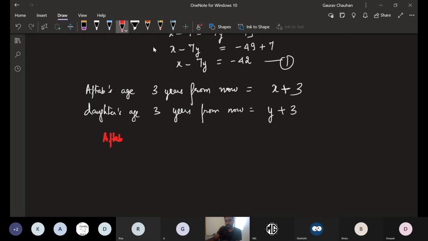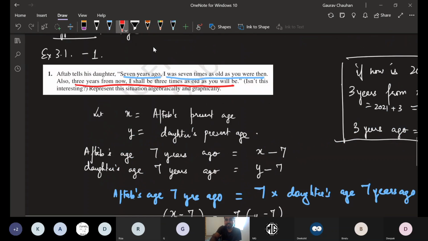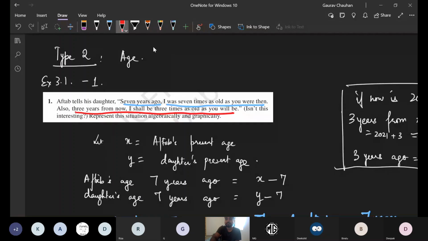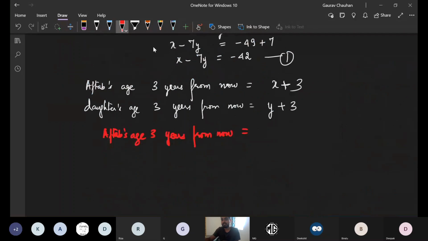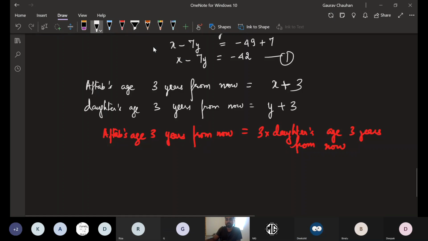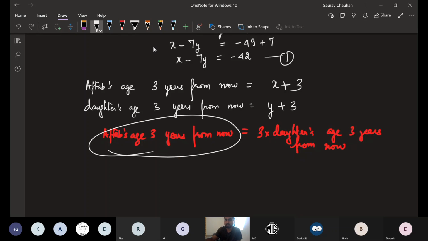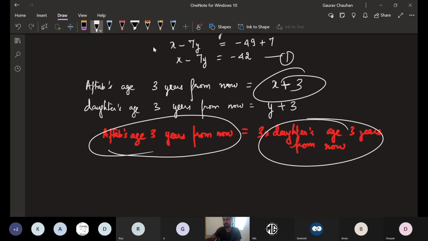So Aftab's age 3 years from now shall be 3 times the daughter's age 3 years from now. Okay. So that will be what, Dikshit? Can you put this as an equation now? This is basically this.